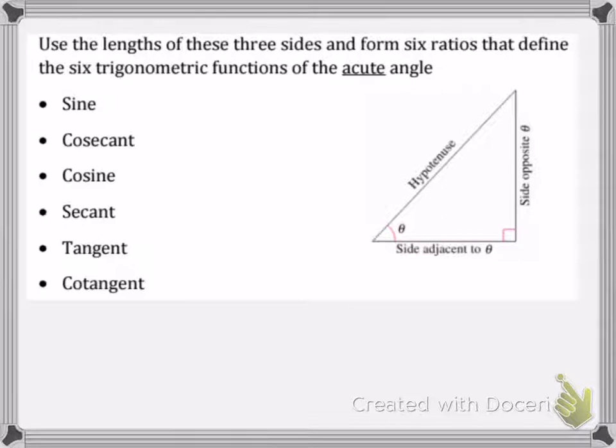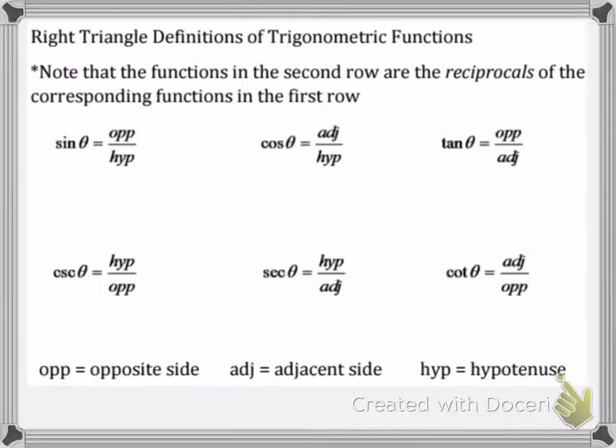So we're going to use the lengths of 3 sides that form 6 ratios that define the 6 trig functions of any acute angle. That's important. It has to be an acute angle. Now, we've already seen cosine, sine, and tangent in a previous course, probably geometry. But there are 3 new trig functions: cosecant, secant, and cotangent. But just like sine, cosine, and tangent, they also have a special relationship with this triangle. And these are all of the ratios that these 6 trig functions have.